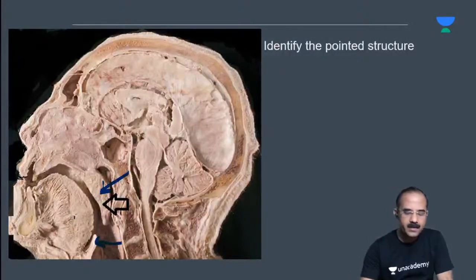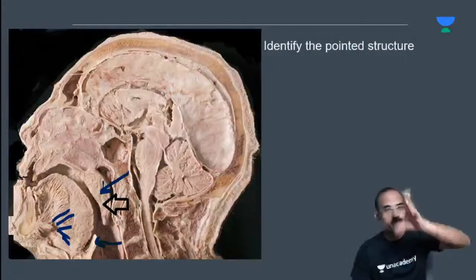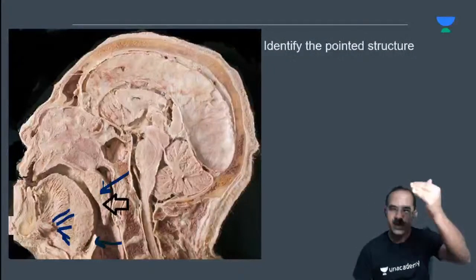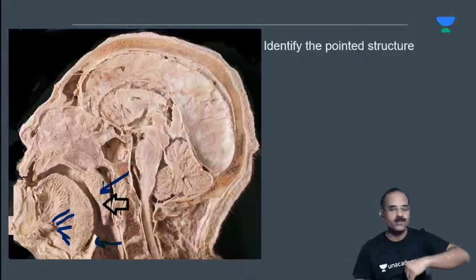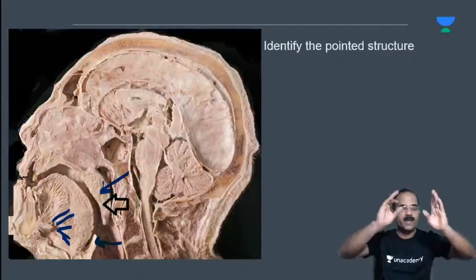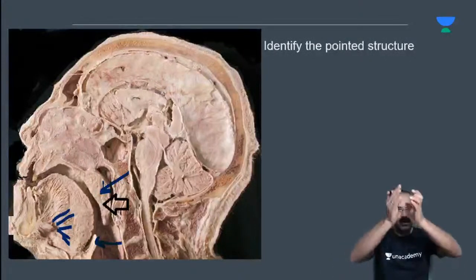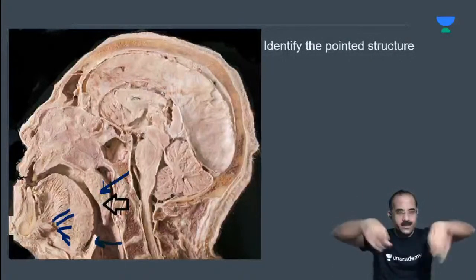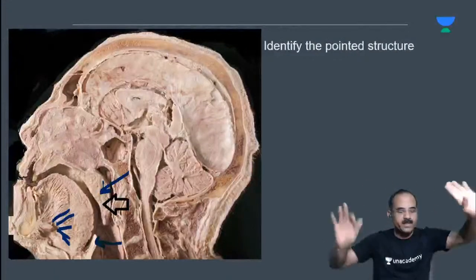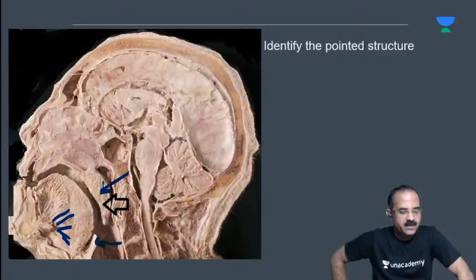And this epiglottis is connected to the tongue by what? The epiglottis is connected to the tongue by two folds, which are known as the glossoepiglottic folds. One is the median glossoepiglottic fold and two are lateral glossoepiglottic folds. In between there's a depression. What is that depression known as?